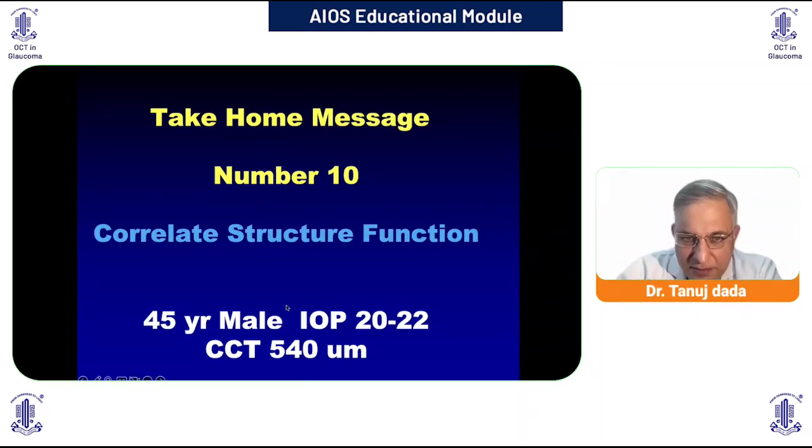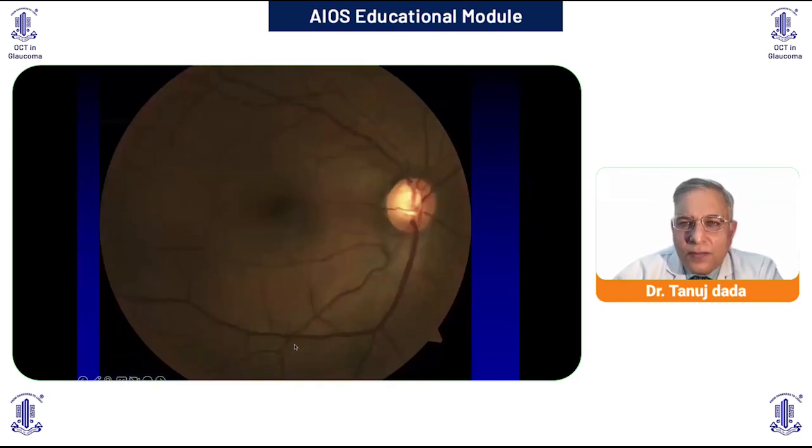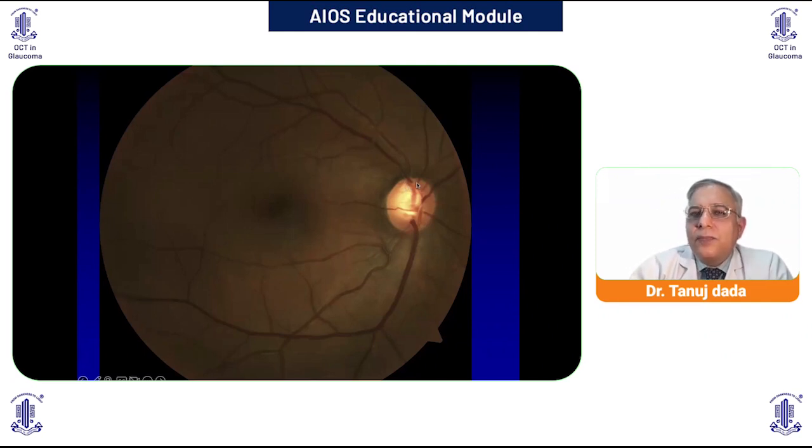So this is a patient from last week's OPD, a 45-year-old male, IOP is 20 to 22, CCT 540 micron, and this is the fundus photograph. So if you see carefully, inferior neuroretinal rim, and superior, there is a notching of the superior neuroretinal rim. So already there is a clinical suspicion something is going wrong. There is an RNFL defect visible here.